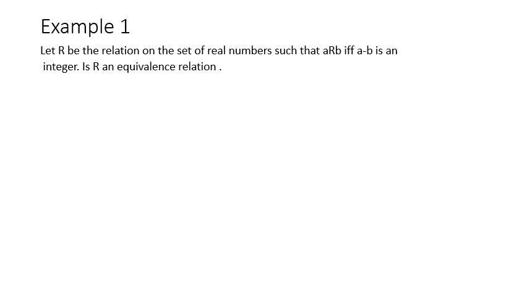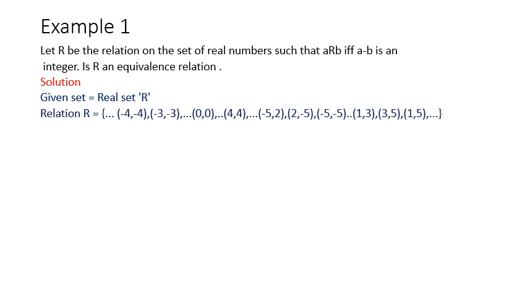That means the set we need to take here is the real number set. And what is the relation given here? A related to b, or ordered pair (a, b), if and only if a minus b is an integer. We need to show that R is an equivalence relation. That means it is enough to prove R has reflexive, symmetric and transitive properties. So let us see the solution. Solution. The given set is the real set, capital R.